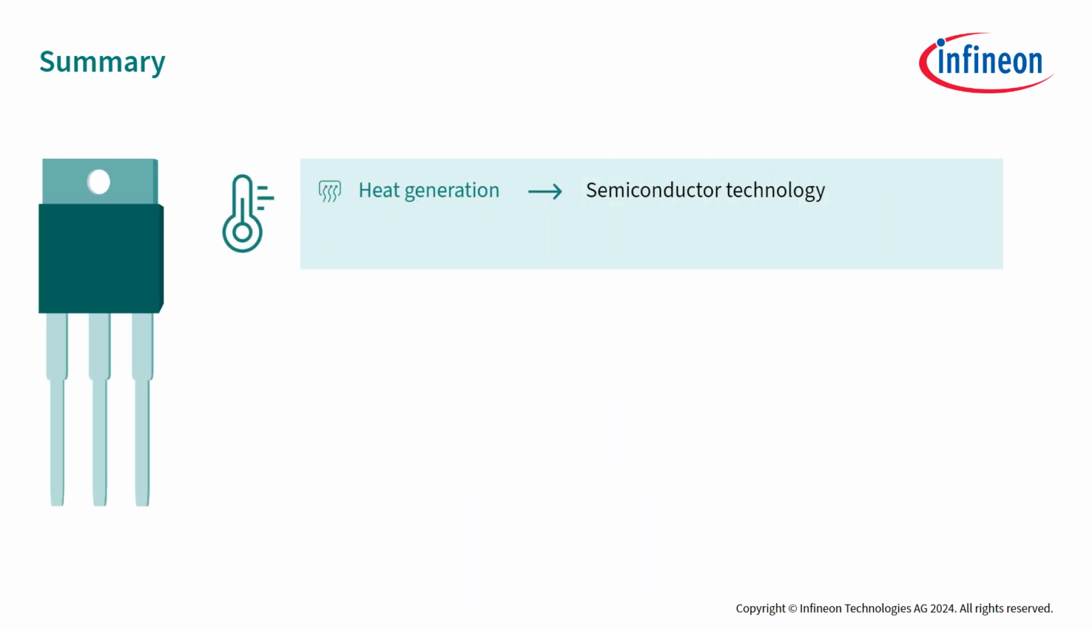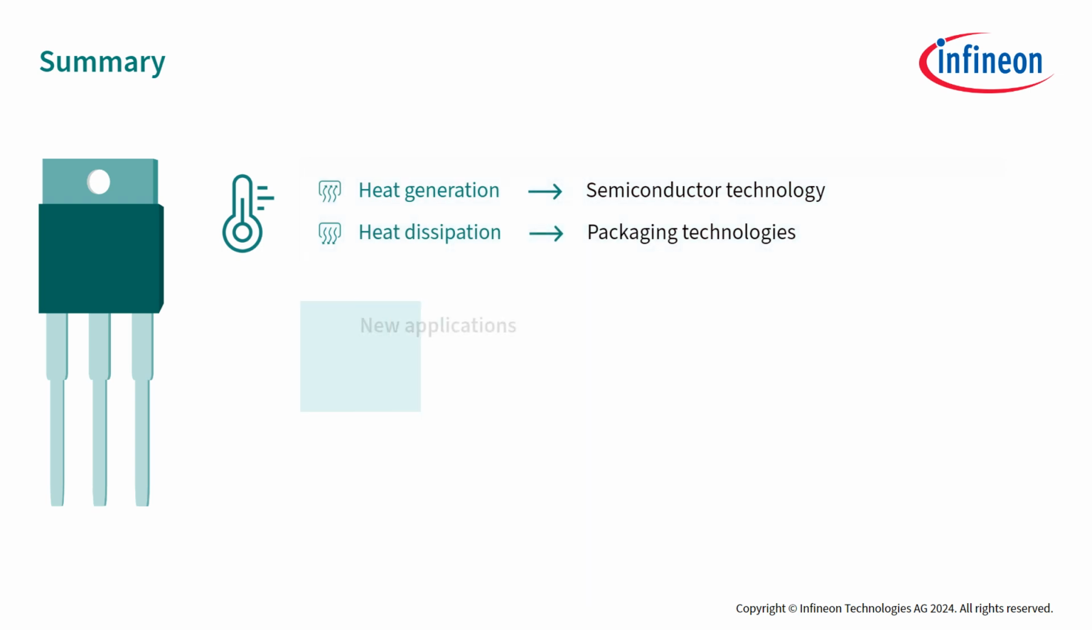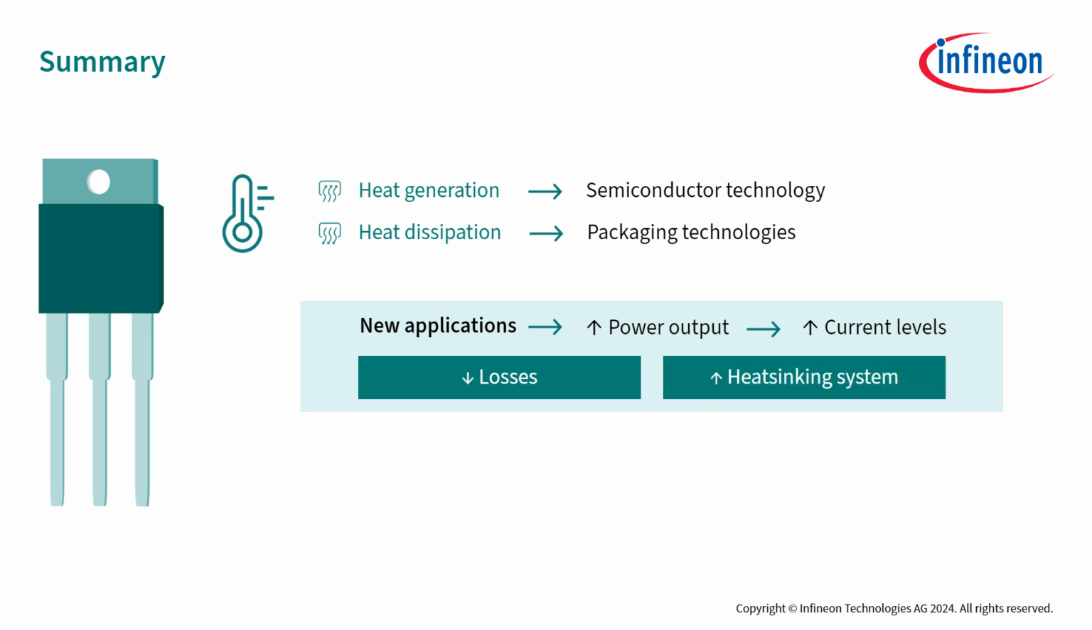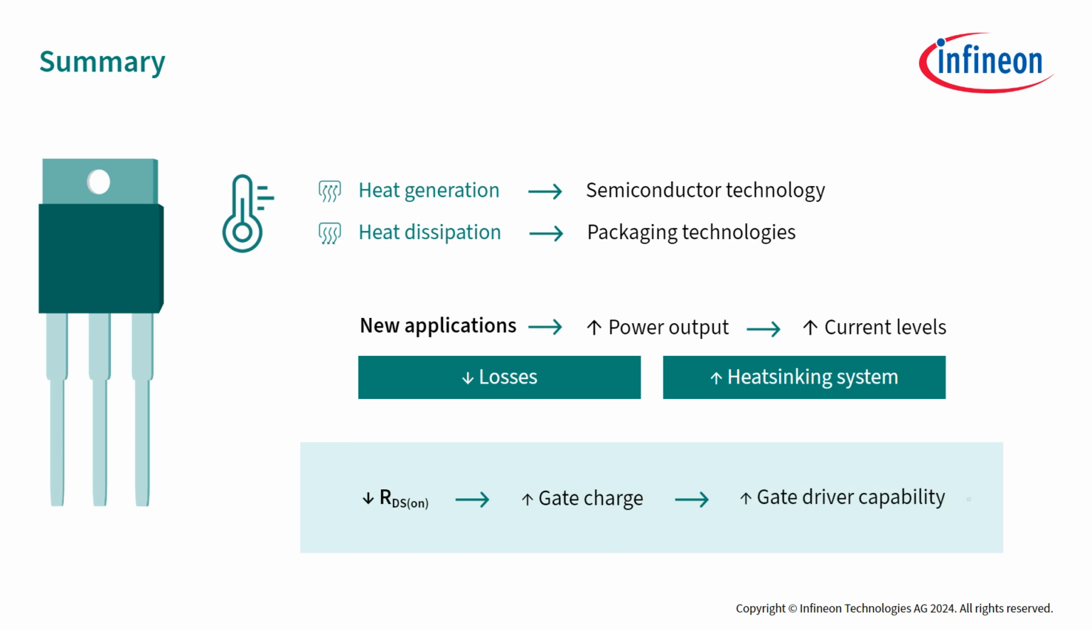The heat generation can be reduced by the semiconductor technology chosen, while the heat dissipation can be adjusted by choosing different packaging technologies. We also saw that new applications demand higher power output, thus higher current levels driven by MOSFETs, increasing their heat generation. To keep up with these higher current requirements, you can lower the losses in the MOSFET with newer silicon technologies, and improve the heat sinking system by using innovative packaging MOSFET solutions. Lastly, we learned that whenever selecting or designing a MOSFET, there is always a compromise, so you should identify the most important aspects of what you need.